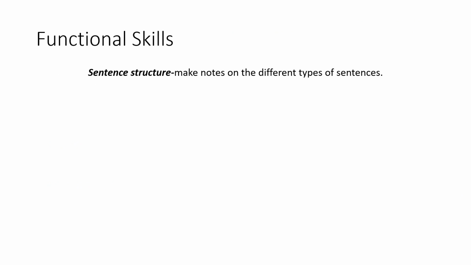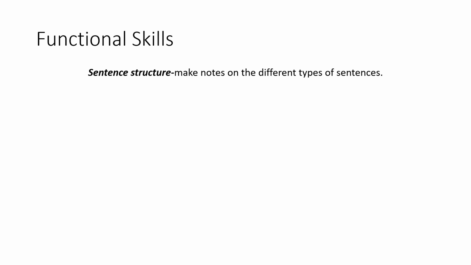Sentence structure. Make notes on the different types of sentences. So hopefully you would have understood from the previous task that with the two examples, the first one lacked a lot of punctuation and also the sentence structure wasn't very detailed, so all of the sentences, the ideas, were relatively the same length, so they didn't really think about which elements they wanted to emphasise to have a greater impact on the audience.